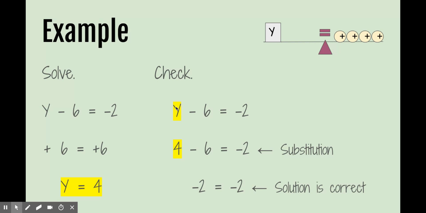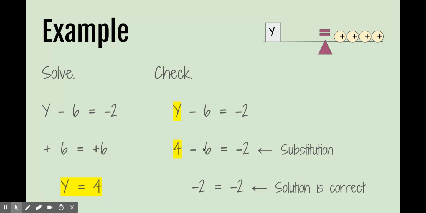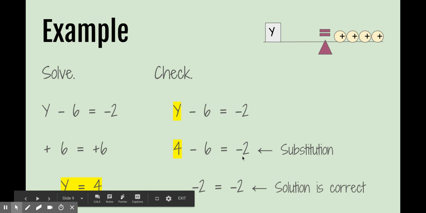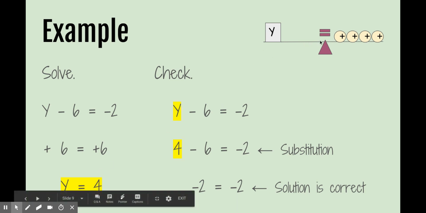So I'm going to put a 4 in place of the y. And I'm just going to see, does 4 minus 6 equal negative 2? Yes, 4 minus 6 is negative 2. And so negative 2 equals negative 2. Cool, this solution is correct. So you'll see up here in my model, I have my solution right there. And so I would just be making sure that that is true.